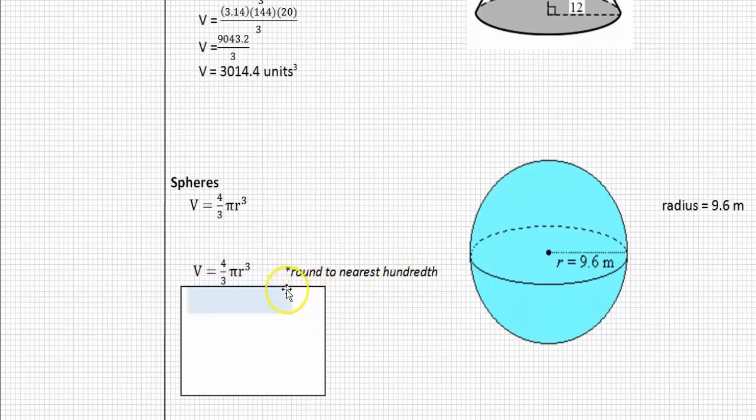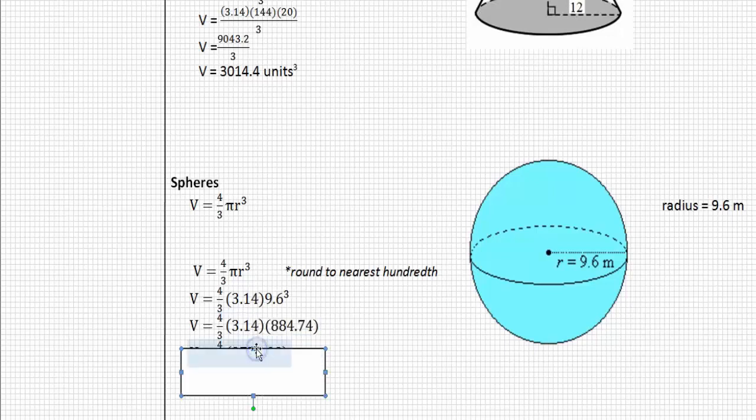So first, again, feel free to pause the video and substitute in the values, do your own calculations, and then compare with me. Here we go. So just plugging in the values would look like 4/3 times 3.14 times 9.6 cubed. Following order of operations, we need to do our exponents first. 9.6 cubed is approximately, rounding to the nearest hundredth, 884.74.